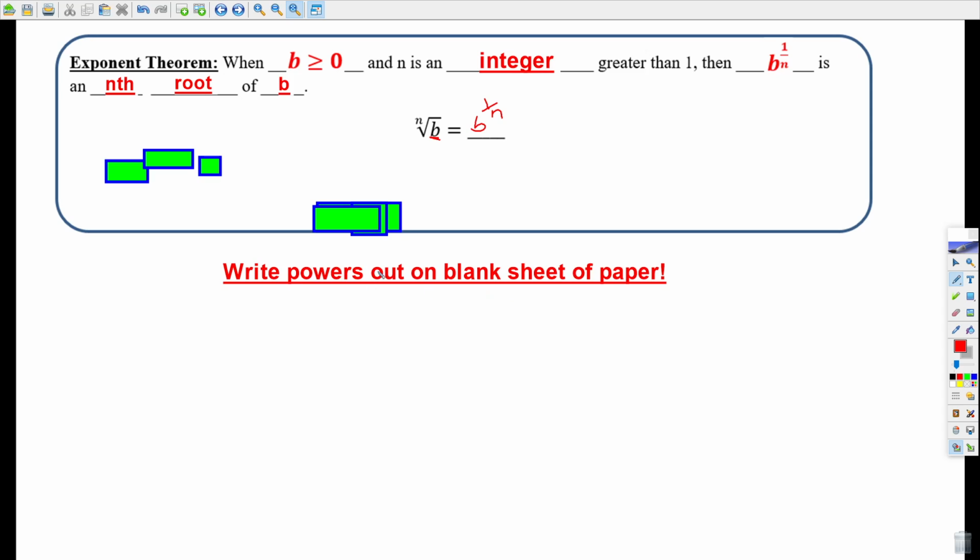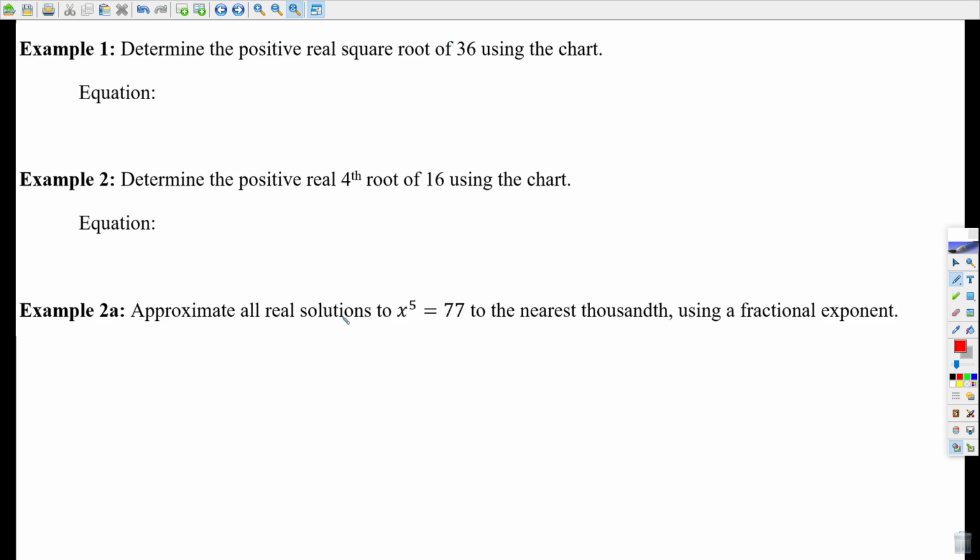So this part here says write out powers on the blank sheet of paper, which we should have already done. And I want you to have that just on hand as we do some of these problems. So let's start using the chart.